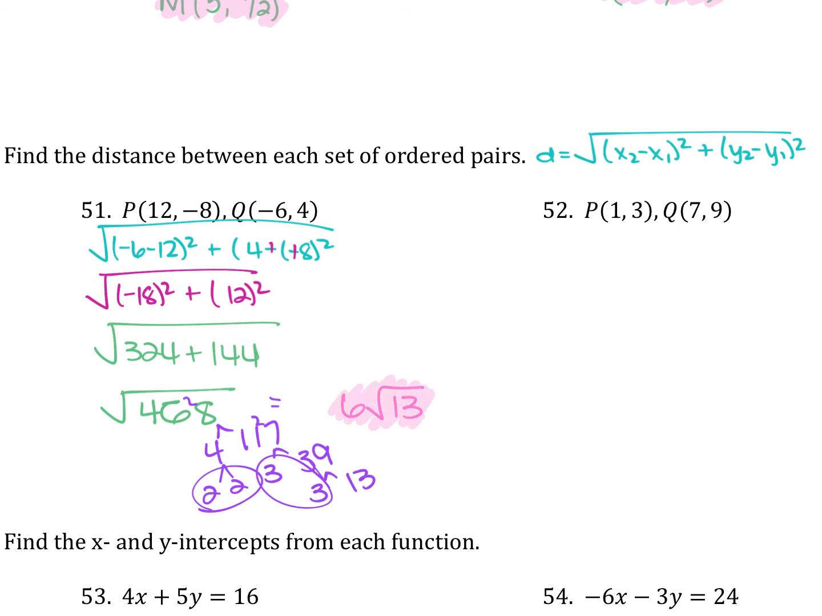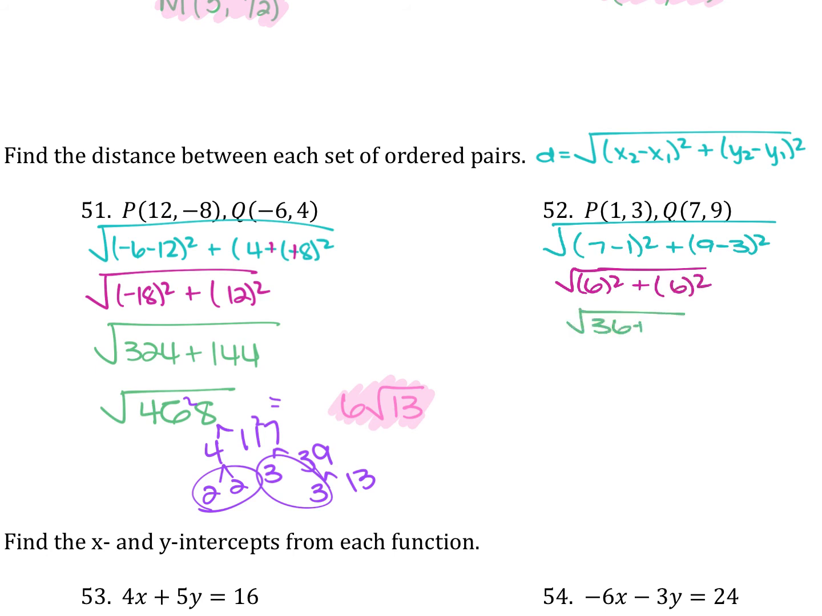For 52, you have the ordered pairs (1, 3) and (7, 9). So if we plug these values into our distance formula, we're going to have the square root of 7 minus 1 squared plus 9 minus 3 squared. Your 7 minus 1 is 6 squared, plus the 9 minus 3 is 6 squared. So that's the square root of 36 plus 36, which is the square root of 72.